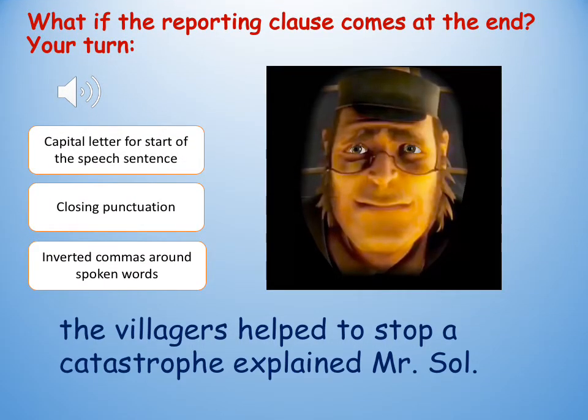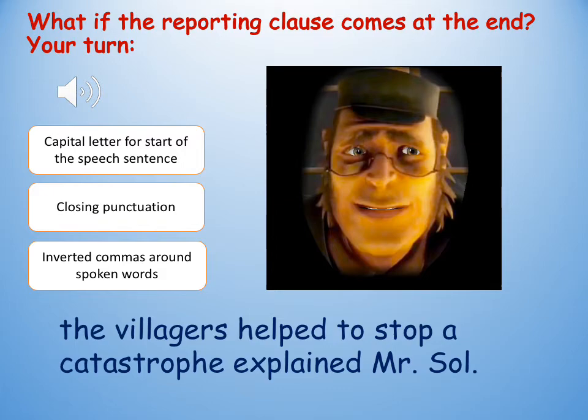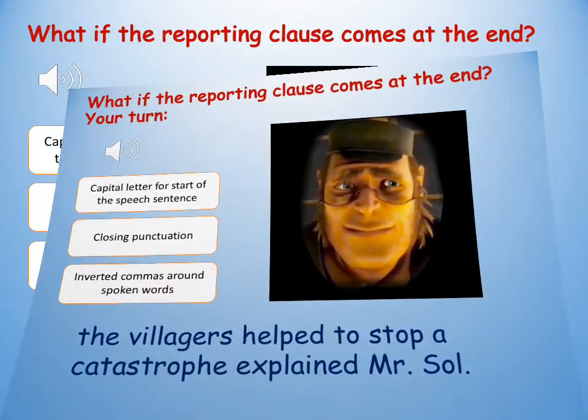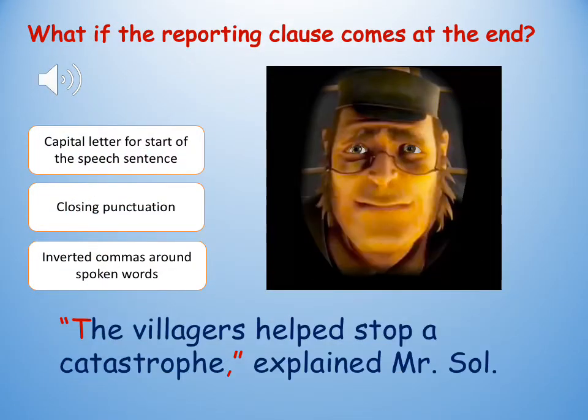I would like you to try an example on your own now. The villagers helped to stop a catastrophe, explained Mr. Soul. Remember your capital letter, your closing punctuation, and inverted commas around the spoken words. Let's have a look. We opened it up at the beginning there with inverted commas, a capital T. "The villagers helped stop a catastrophe," a comma, and then we close it with inverted commas, explained Mr. Soul.